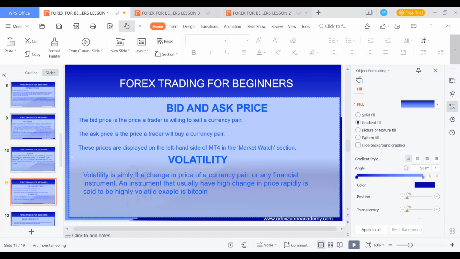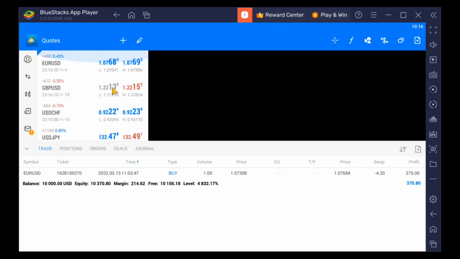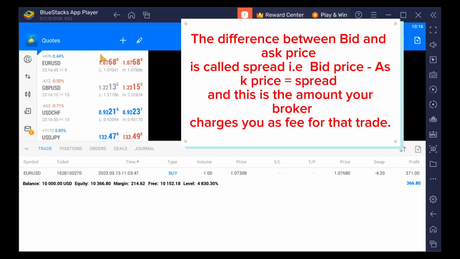You go back to the currency pair. That is why we have two prices in front of each currency. This first one is the price at which the buyer is interested in buying, and this is the price at which the seller is interested in selling. So that's why we have the two. That's how we have bid and ask price.